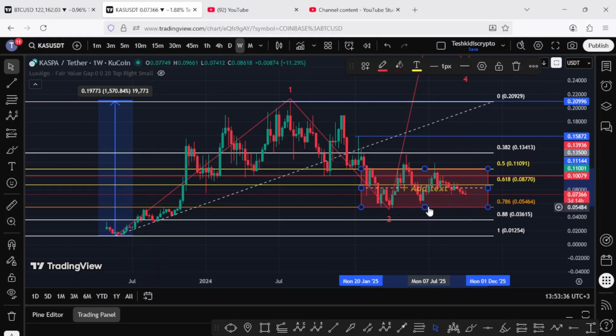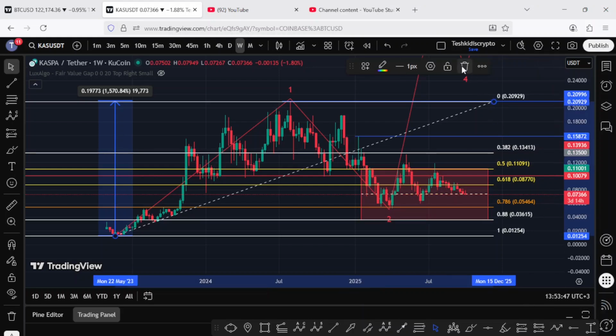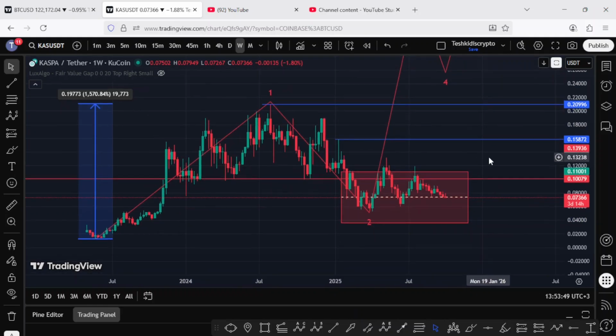So in case we lose the 0.05464, I will pay attention to the 0.03615, where we can find support and then start another reversal to the upper side, starting that impulsive bounce in the formation of that third wave. So that is an alternative scenario that we need to have in mind.